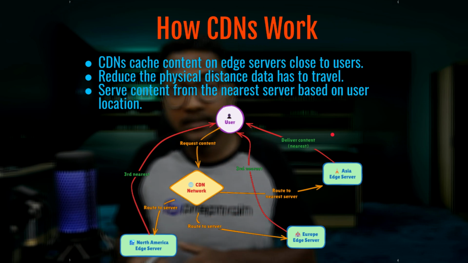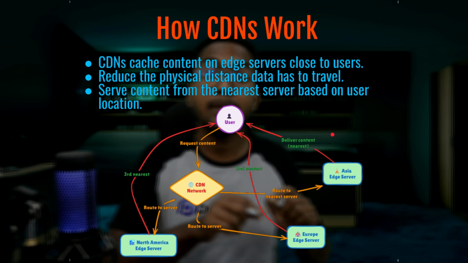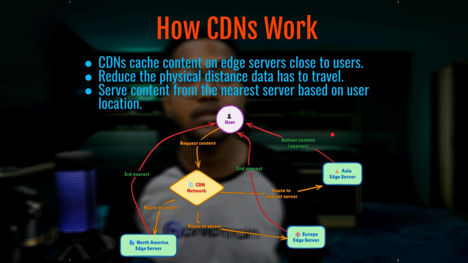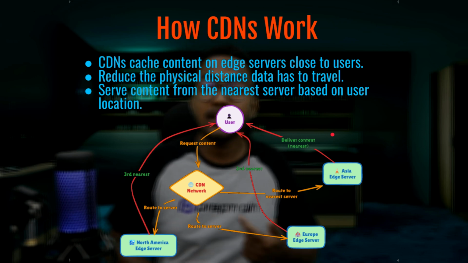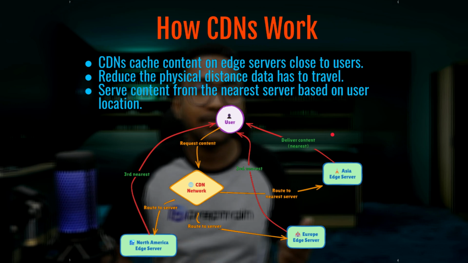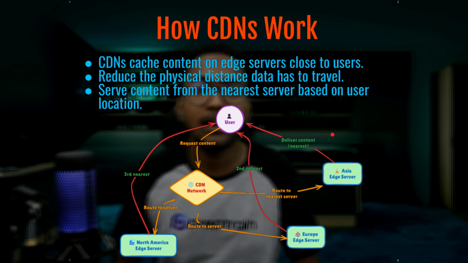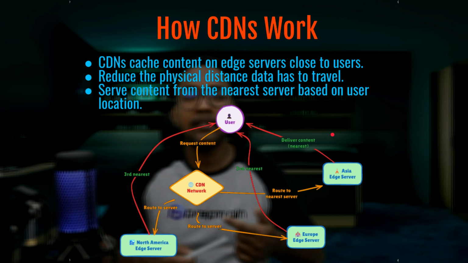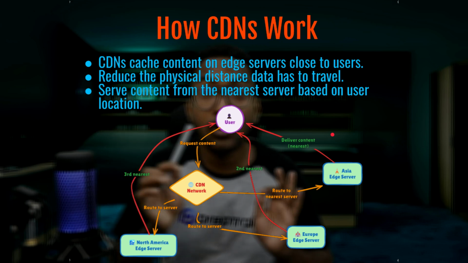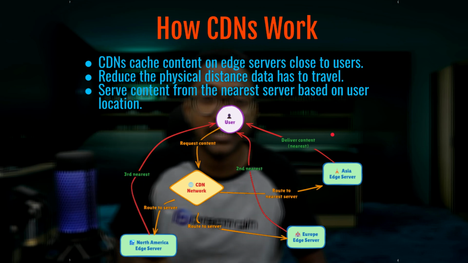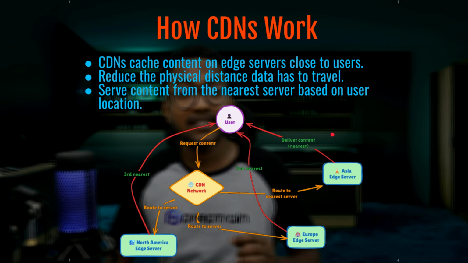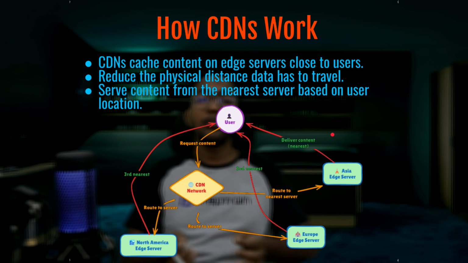If it is, the content is delivered from there, minimizing the physical distance that the data has to travel if it is being called from the source server. This drastically reduces the time it takes for the content to reach the user, and if the content is not available on the nearest edge server, the CDN will retrieve it from the origin server and store a copy on the edge server for future requests. This way, the next time someone in that area requests the same content, it can be delivered almost instantly.